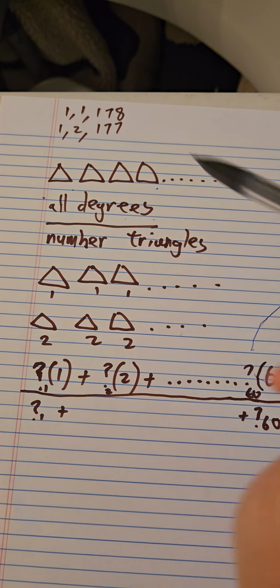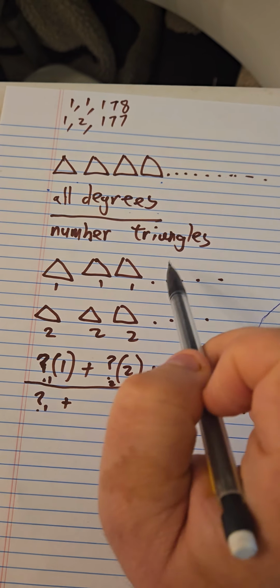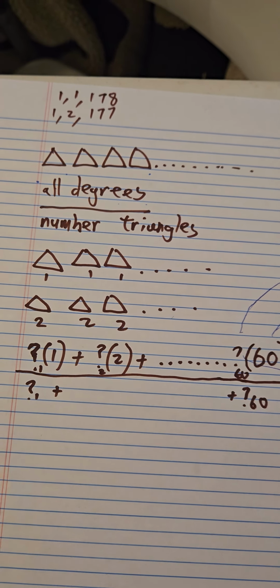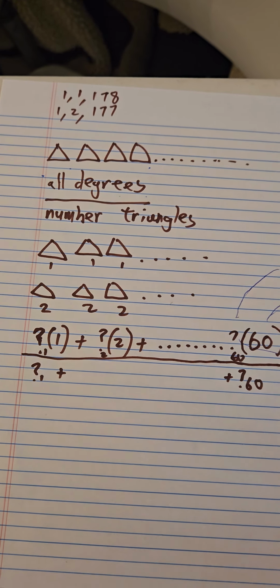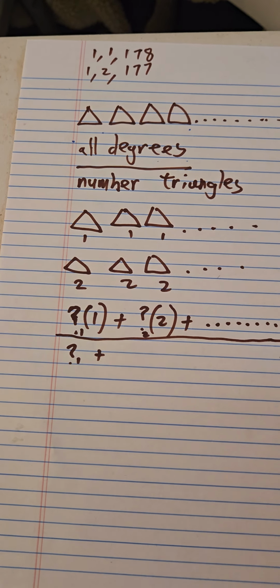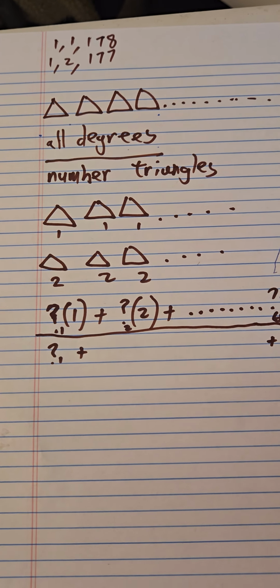Okay, and another way to do it, I line up all those where the smallest angle is 1. I line up all of those where the smallest angle is 2, all the way up, believe it or not, to the one where the smallest angle is 60. You'll see if the smallest angle is bigger than 60, that triangle will not be possible.